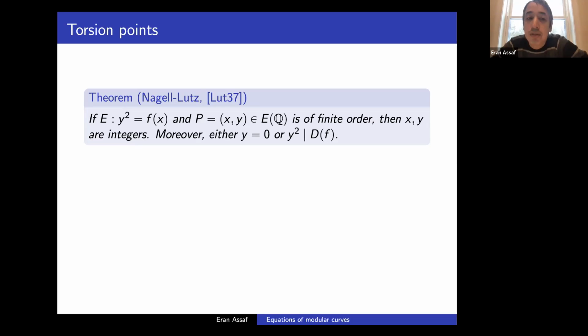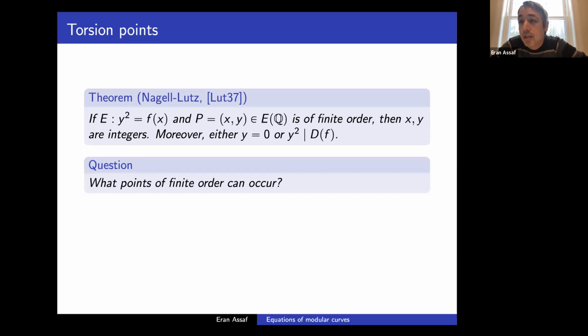So we have a theorem, the Nagell-Lutz theorem from 1937 already, that if we have a point of finite order with rational coordinates, then the coordinates are actually integers. And moreover, we can even restrict the y coordinate to either y equals 0, as we saw before, for points of order 2, or y squared divides some number called the discriminant of f. But I will not go into details of that.